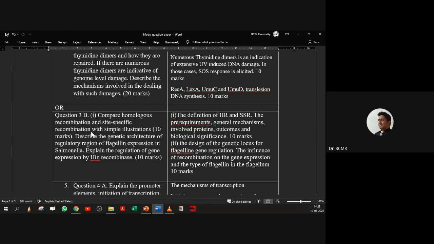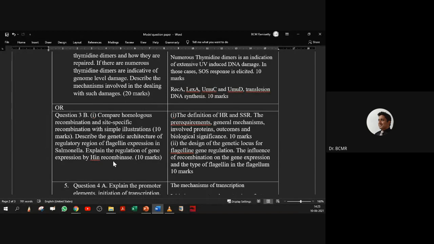Here is an example. Here is a question with some requirement for specific details. Compare homologous recombination and site-specific recombination with simple illustrations. You know what homologous recombination is, you know what site-specific recombination is. Then you should be able to say what the similarities and what the differences are. There are very few similarities between these two, and there are a lot of differences in the mechanisms, outcomes, and so on. So you should try to know that.